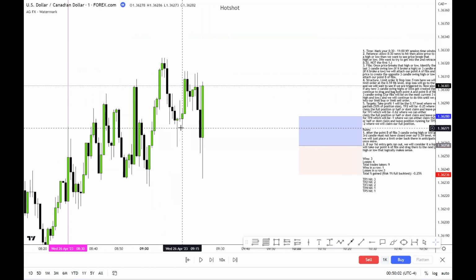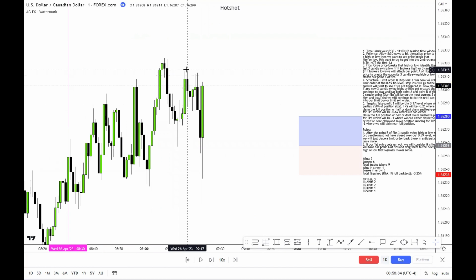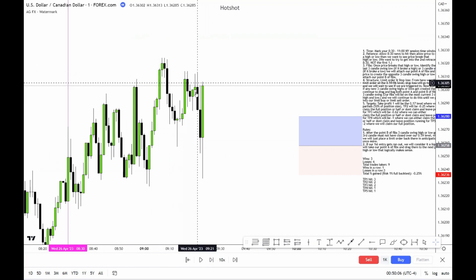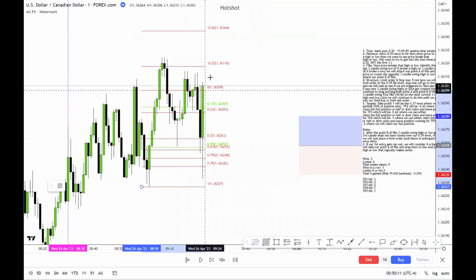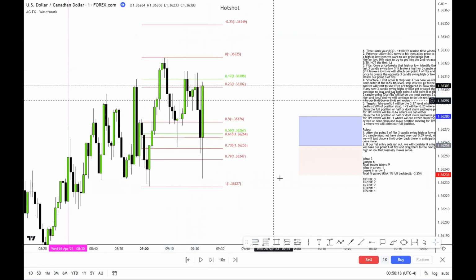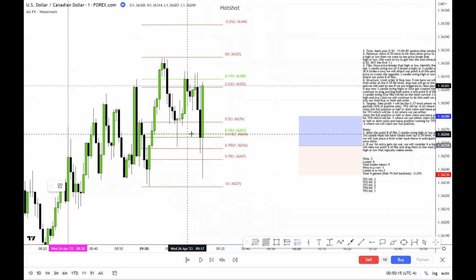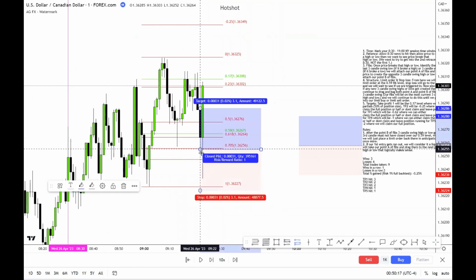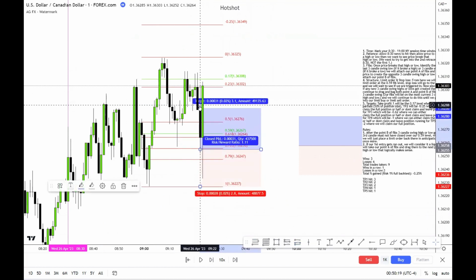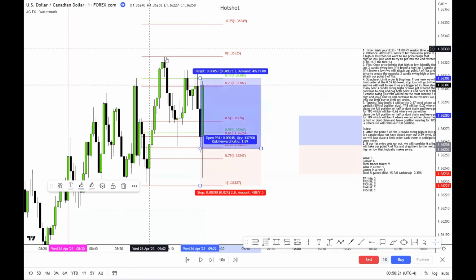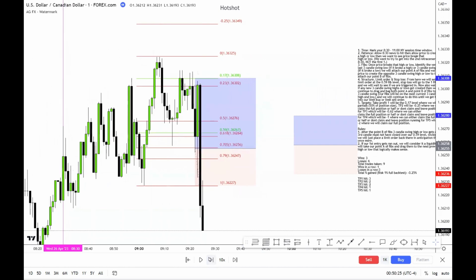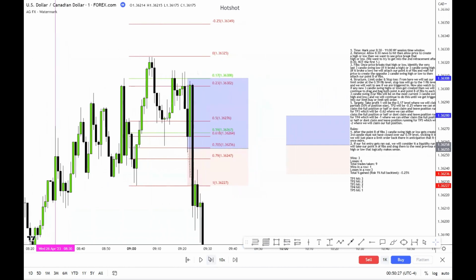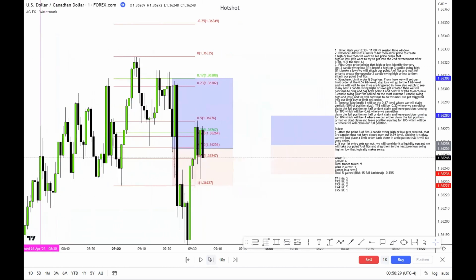That should be an intermediate term low to high. Got taken out. At that point, maybe we can add this to here, and then we can enter once it takes out that liquidity. Stops would go there, take profit one. Let's see if it takes out that high. No, it doesn't. Very interesting, very interesting.